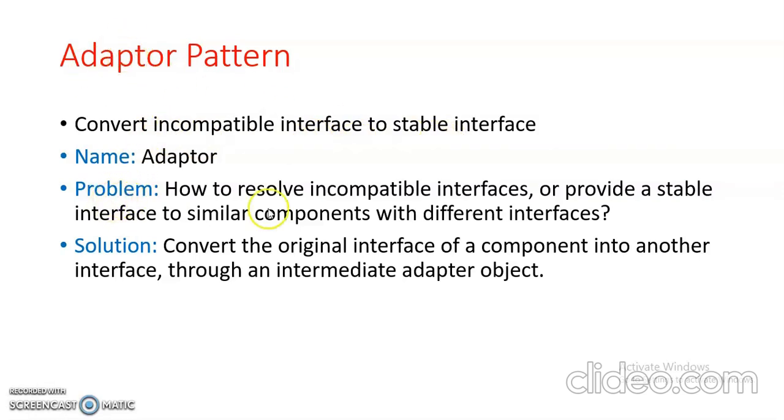So what is my problem? How to resolve incompatible interfaces, or how to provide a stable interface to similar components with different interfaces. So what is the solution for it? We have to convert the original interface of a component into another interface through an intermediate adapter object. So we'll see one example in Java programming.